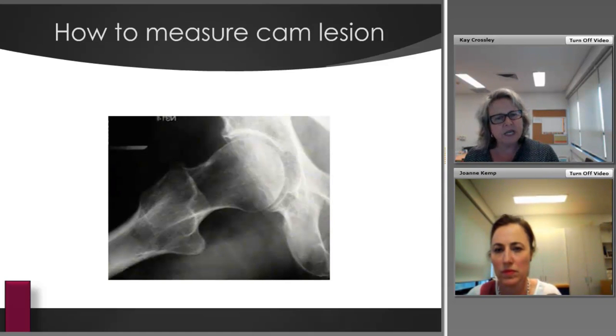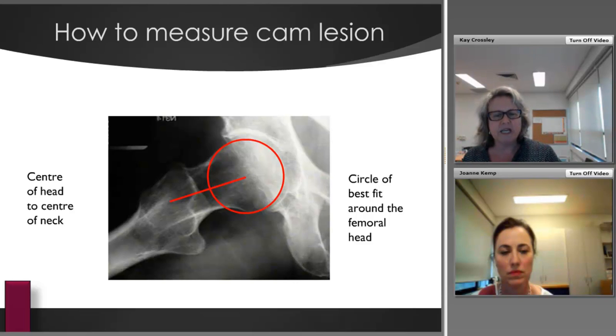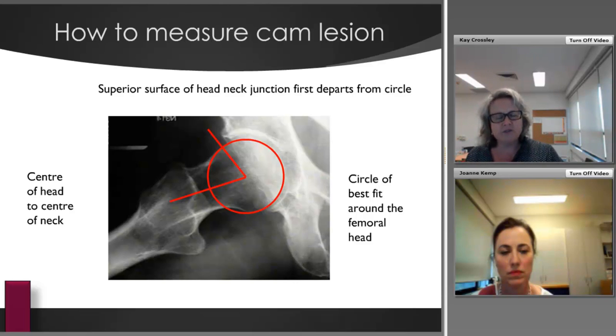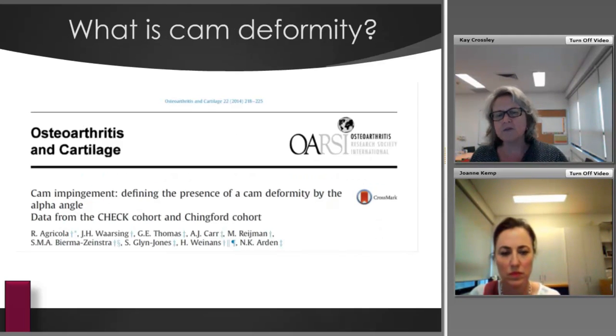So how do we measure a cam lesion? A cam lesion is measured from a radiograph using something called the alpha angle. To measure an alpha angle, you draw a circle of best fit around the femoral head. You then draw a line from the centre of the head to the centre of the neck, and a line from the superior surface of the head neck junction where it first departs from the circle, and where those two intersect is the alpha angle, and that alpha angle represents the cam lesion. And we know that in a normal population this angle is quite small, but in people with a cam lesion it's a much larger angle.